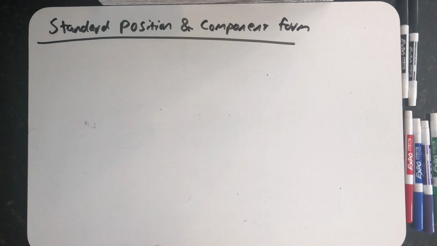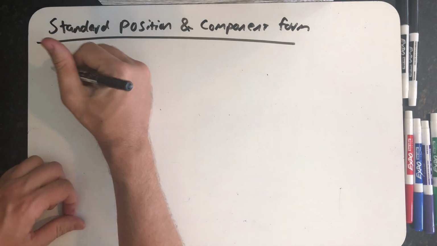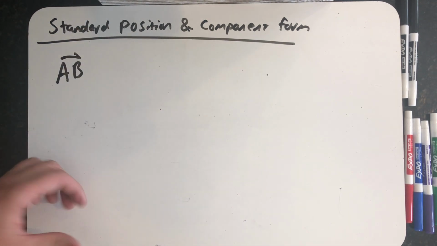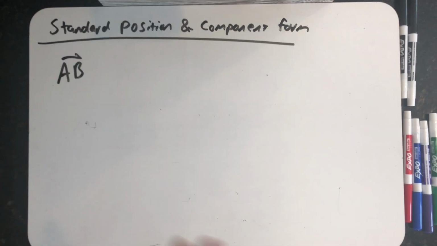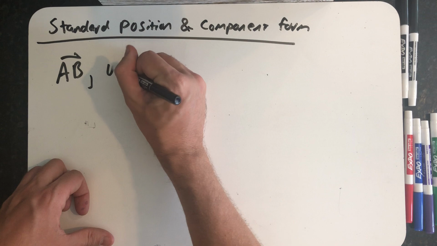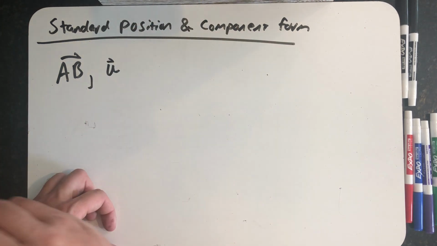In this video, I want to talk about vectors in standard position and the component form of vectors. But before we get there, in the last video, we talked about vectors that started at a point and ended at a point, and we notated them like that. Another common way of indicating that we're dealing with a vector is to give it a name like u and writing a vector hat on it.